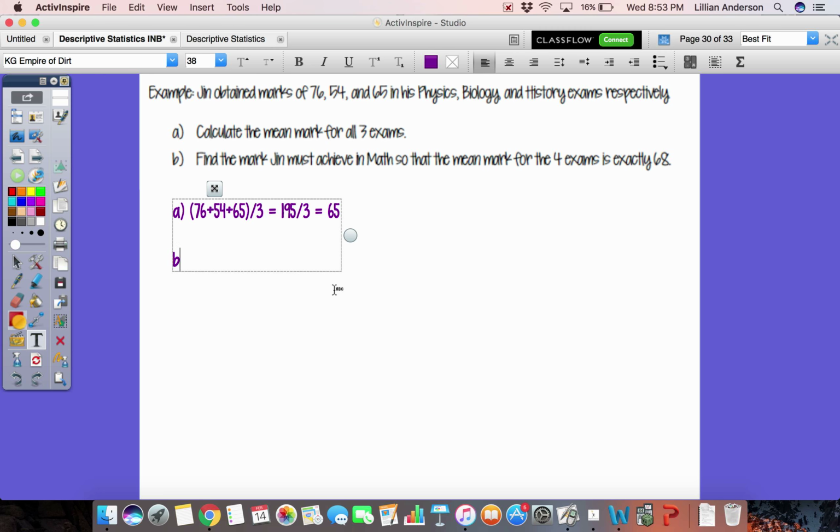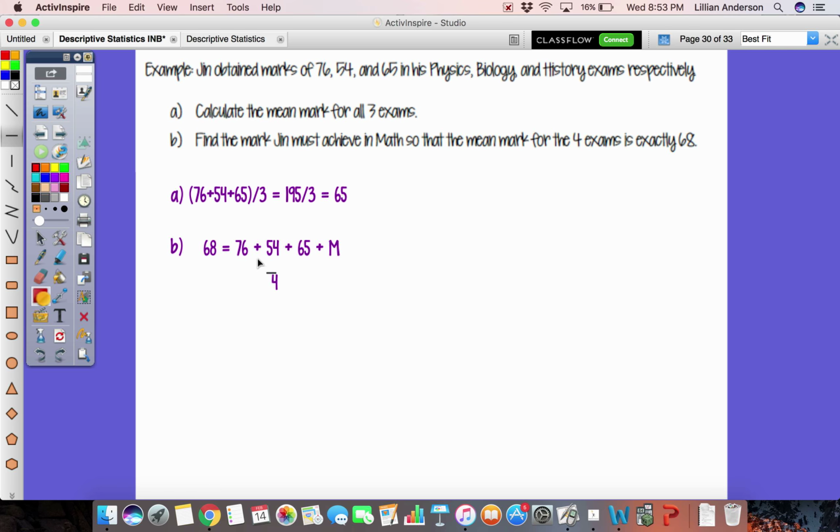Now, B asks us to find the mark that Jen must achieve on his math test, his math exam, so that the mean mark for all 4 exams is exactly 68. Okay? So he wants a mean of 68, which means that when he adds up all 4 tests, his physics, his bio, his history, and his math, whatever it is, when he actually does the average of those 4 tests, it should equal 68. Okay? So we're going to basically add up all those values, include the math, and then divide by 4.